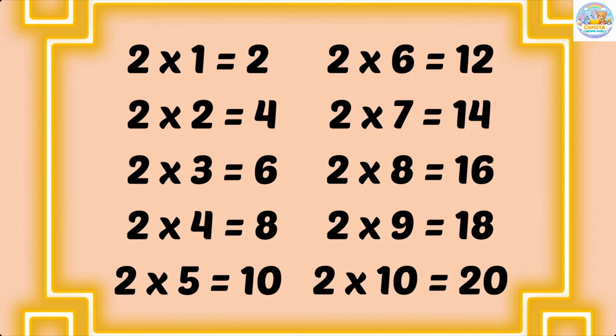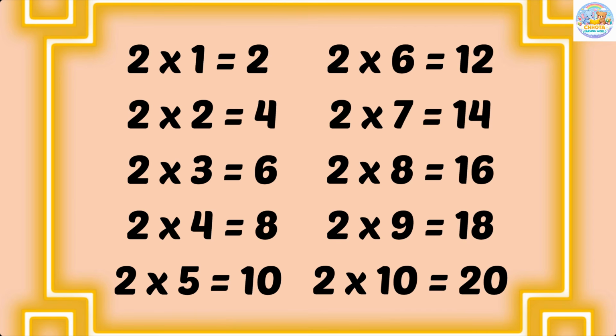Let's repeat with me. आप भी बार बार रिपीट करिएगा. Two ones are two, two twos are four, two threes are six, two fours are eight, two fives are 10, two sixes are 12, two sevens are 14, two eights are 16, two nines are 18, two tens are 20.